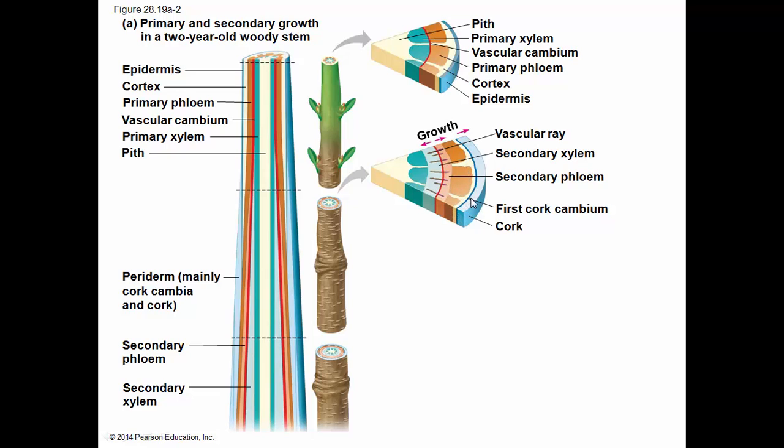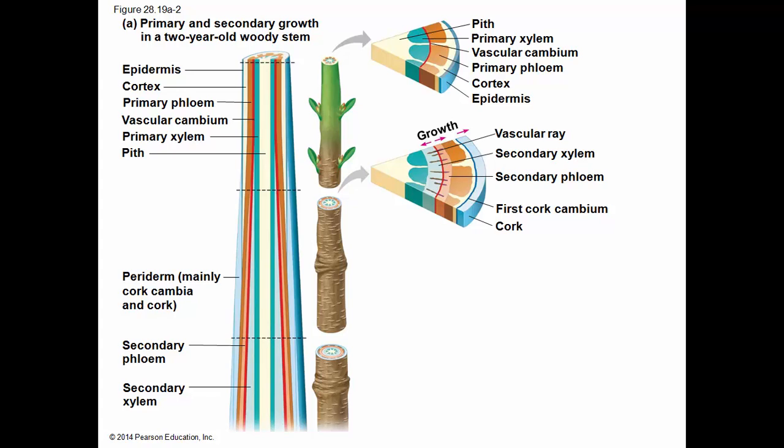Then there's the first cork cambium and the cork. The cork is basically what underlies the bark. And I don't know if you're aware of this, but if you uncork a bottle of wine, the cork from that bottle comes from a particular type of oak tree known as a cork oak, and they're grown mostly in Spain. The cork oak grows a really thick cork underneath its bark, and you can harvest that cork from the oak, and then they mill it into corks for your wine bottle.